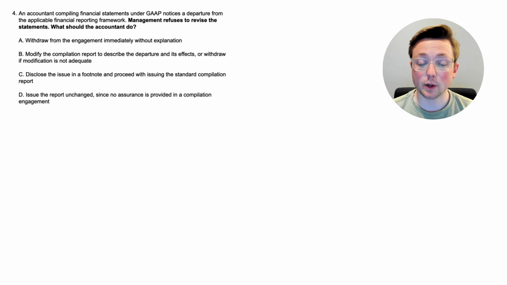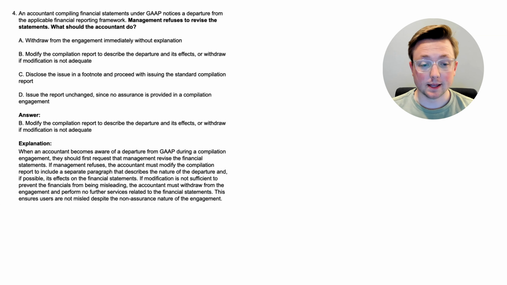Option C, disclose the issue in a footnote and proceed with issuing the standard compilation report. Or option D, issue the report unchanged since no assurance is provided in a compilation report. So what is the accountant supposed to do if management refuses to revise the statements based on the accountant kind of pointing out, hey, this is a departure from GAAP? So pause the video, think about this, base it on what we've learned so far. If you don't know, that's okay, but go ahead and try. And when you're ready, come back, we'll look at the answer together.